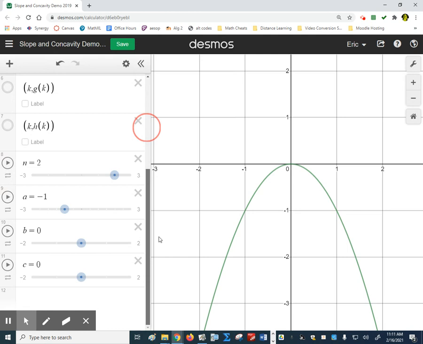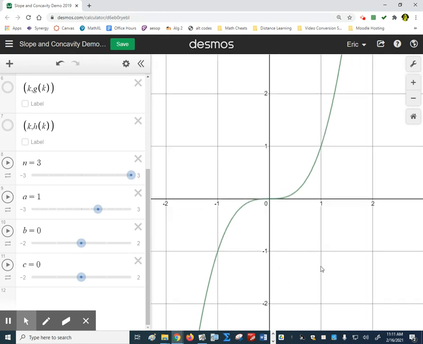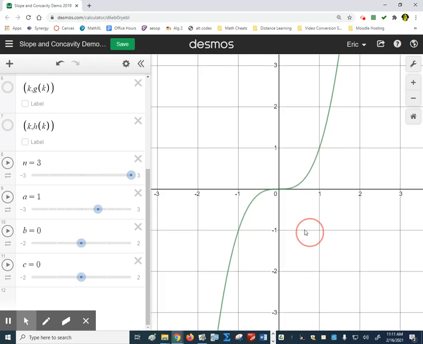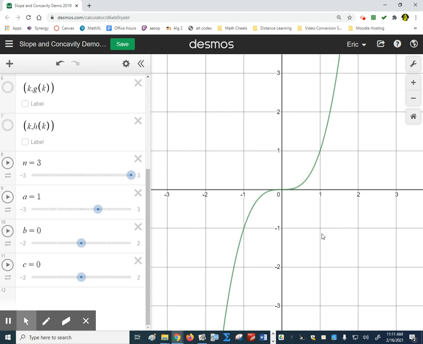bump this thing. I'm going to do this. I'm going to make a positive again. And let's make this a cubic. Okay, so there's our, well, I can still do that. So there's our cubic function. What is the shape of the first derivative going to be? Type it in chat for me here.